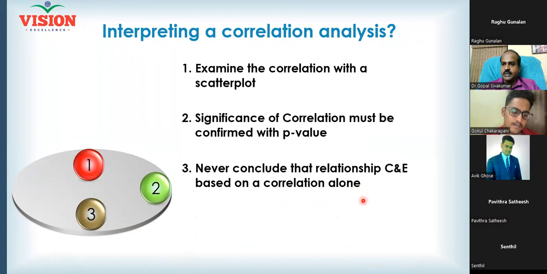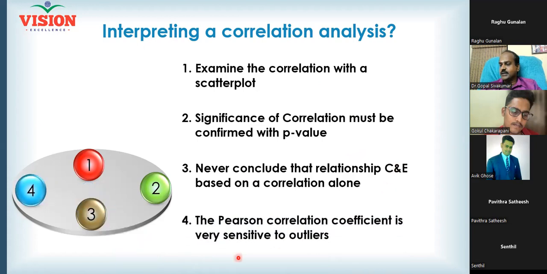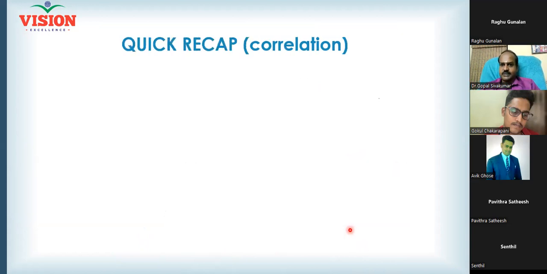What is much more important is common sense. If you lag in terms of common sense, statistically you may be correct, but practically you may be wrong. That situation should not happen. So use statistics, use the P value, but never forget to use common sense. And the Pearson correlation coefficient is very, very sensitive to outliers. Outliers means points which are far away from the average. Such points must be excluded while calculating the Pearson correlation coefficient.